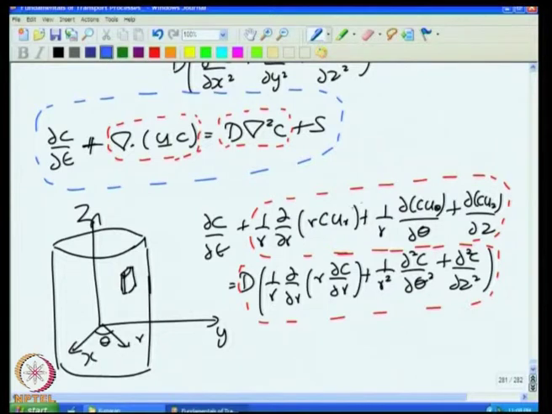The more complicated forms that we get over here for these terms in comparison to the Cartesian coordinate system are because of the variation in the surface area, because the surfaces are curved. They are parallel surfaces, but curved, and the surface area changes as you go outwards, as the coordinate changes.